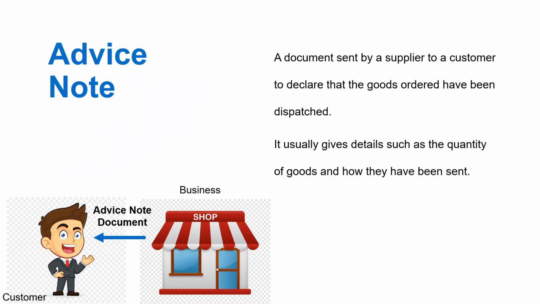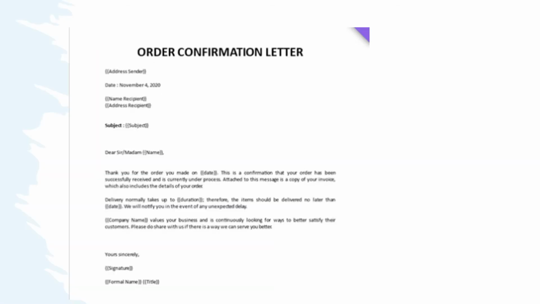The second situation where companies use an advice note is as a document sent by a supplier to a consumer to declare that the goods ordered have been dispatched. It usually gives details such as the quantity of the goods and how they have been sent. This is an example of an advice note. It goes as an order confirmation letter. So now the consumer knows that their order is confirmed.